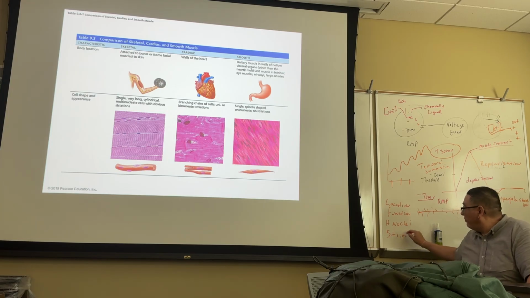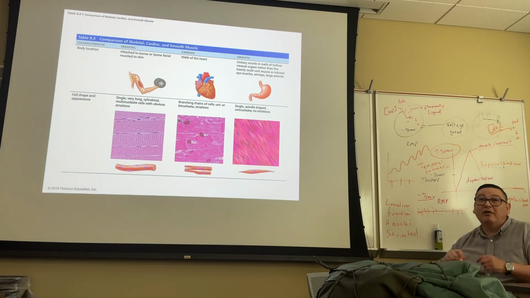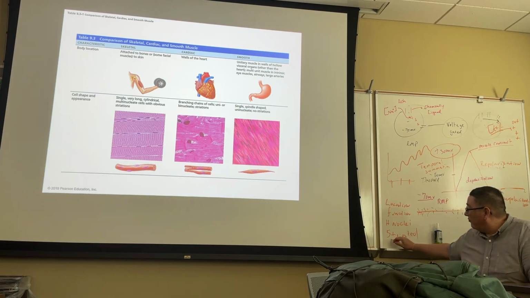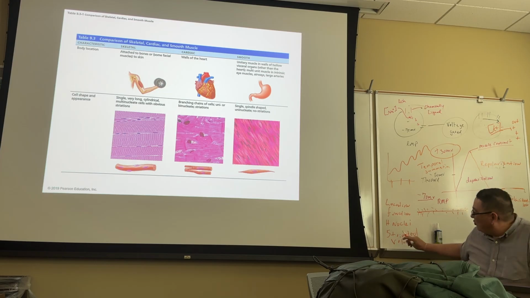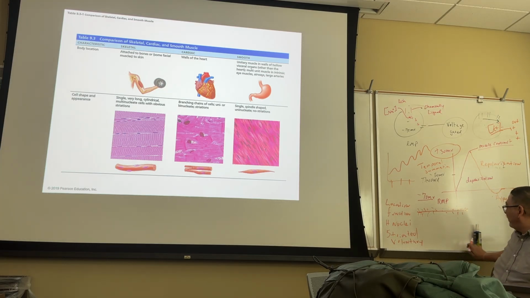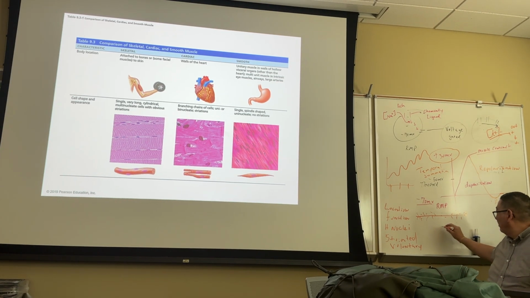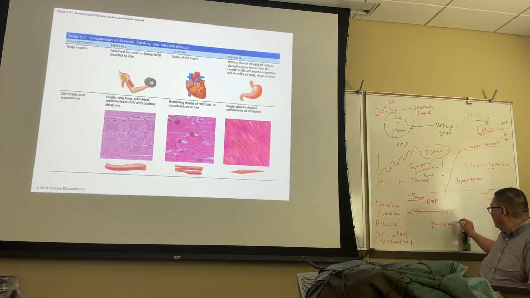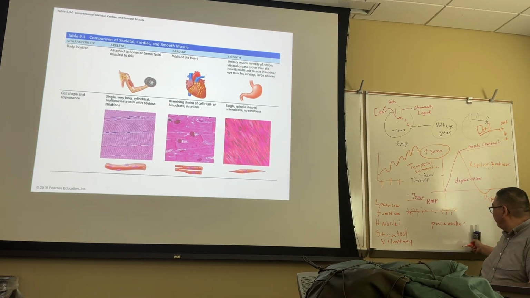How about striations, whether you have them or not? Which ones are striated, where you see dark regions and light regions? Skeletal and cardiac. Smooth muscle, you won't see the striations. Which one's the only one you can voluntarily control? Skeletal. Which one has pacemaker cells where if you took it out of the body, it may still contract? Cardiac, and areas of digestion, smooth. Which one can contract due to stretching it and activate reflexes? Smooth and cardiac.